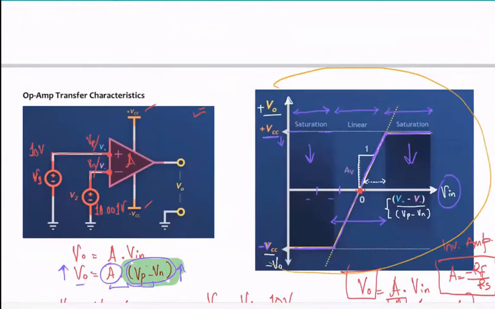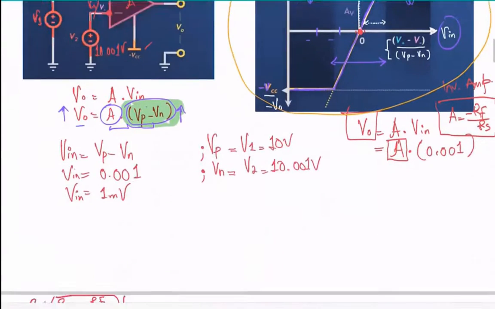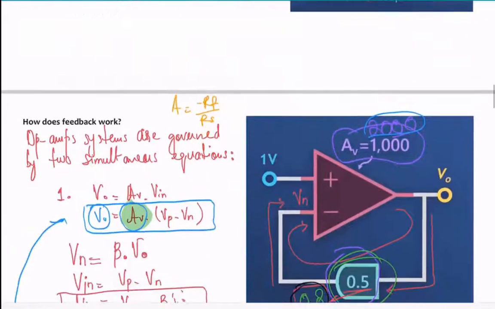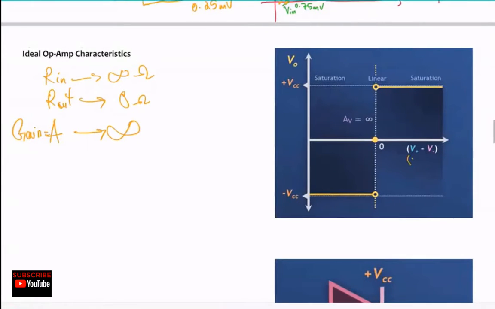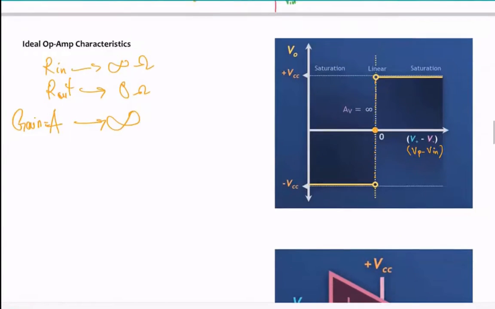So the graph that you had over here, this one right here, that was for the op-amp realistic characteristics. What would happen in an ideal op-amp situation? Well, if the gain is infinity, that would mean that Vp minus Vn needs to be 0. So at 0, you will have gain as infinity.